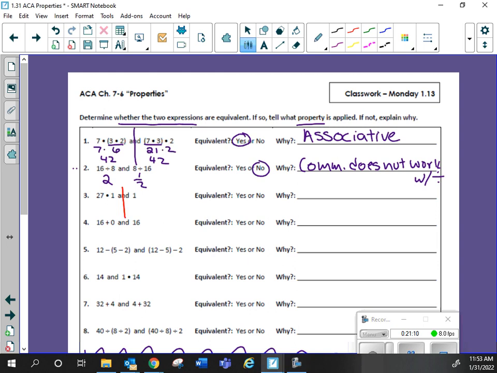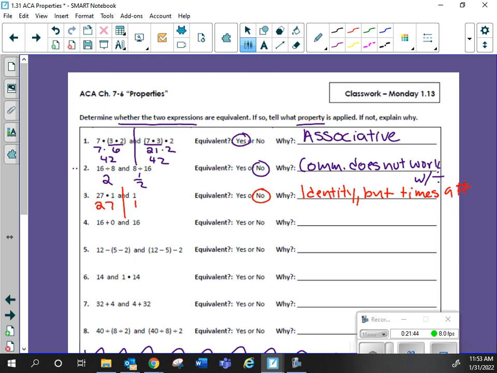What is 27 times 1? 27. And what's 1? 1. Are 27 and 1 equivalent? No. Okay, it's just no. It must be times itself. If they had put 1 times 27, yes. They're trying to do identity, but it needs to be a number times itself. They didn't multiply it by anything.